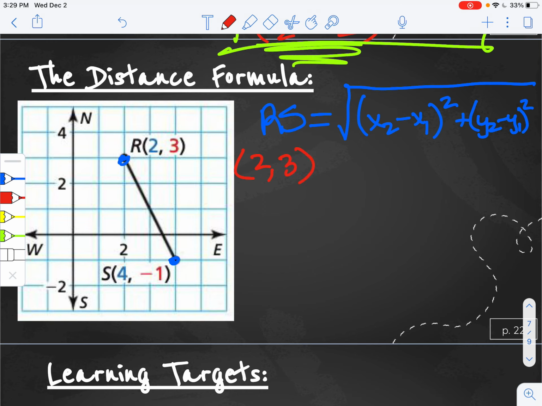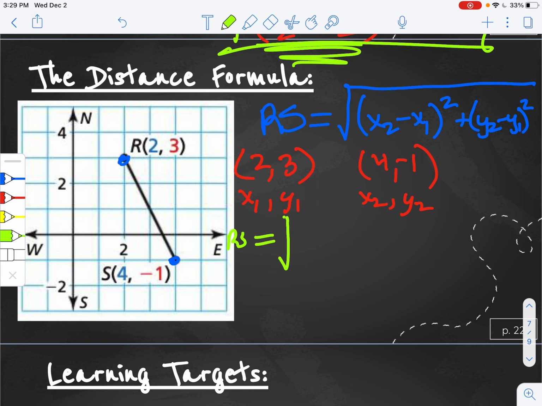So we would take those 2 points. So point R is (2, 3). Point S is (4, negative 1). And again, I like to label. We have x1, y1, x2, y2, just so that when I plug them into my formula, I keep them all straight.